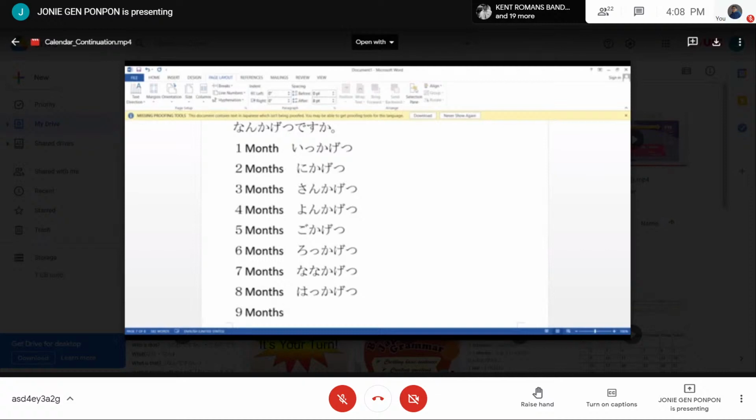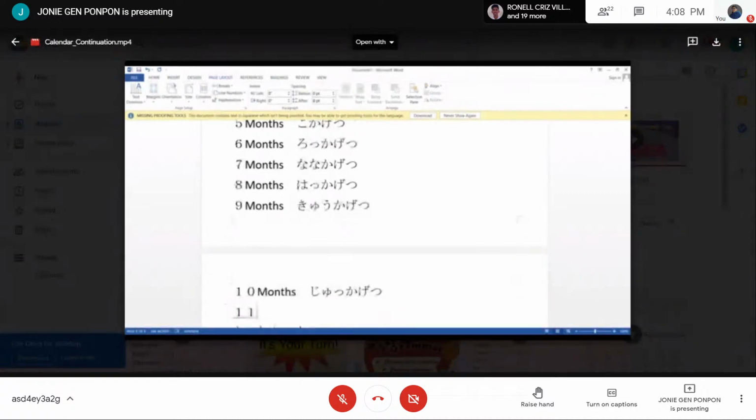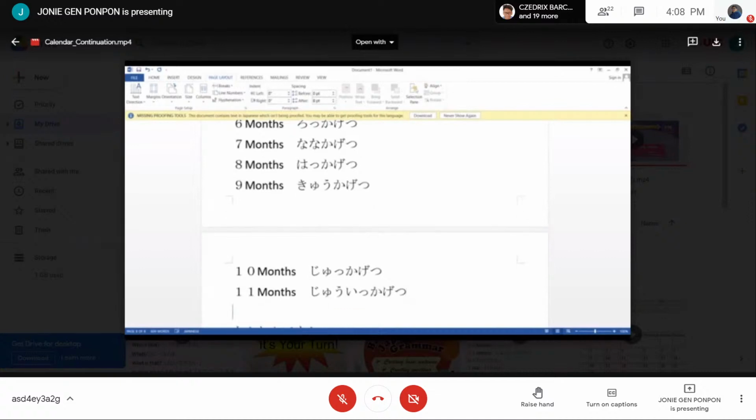And then 9 months, that is 9ヶ月. And then 10 months is 10ヶ月, Jukkagetsu. It is not Jukagetsu. And then for 11 and so on, we go back to the spelling of 10, so 11 months is 11ヶ月.